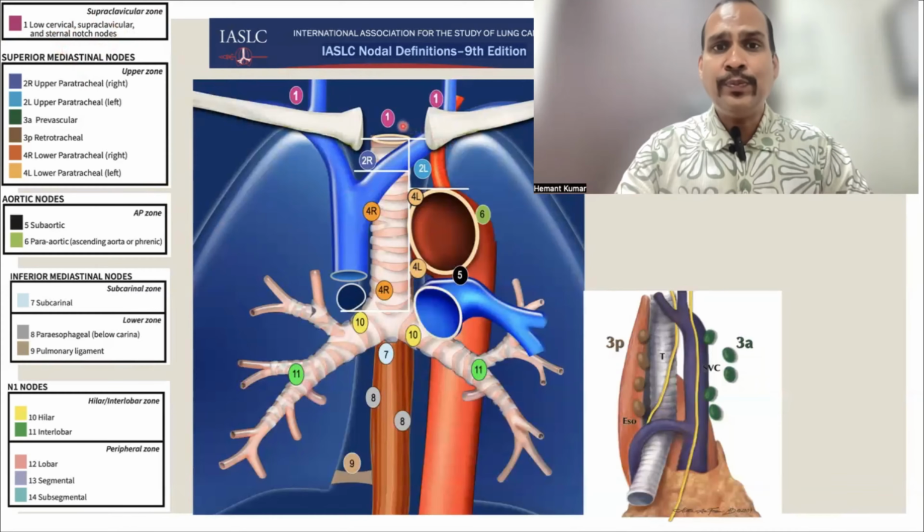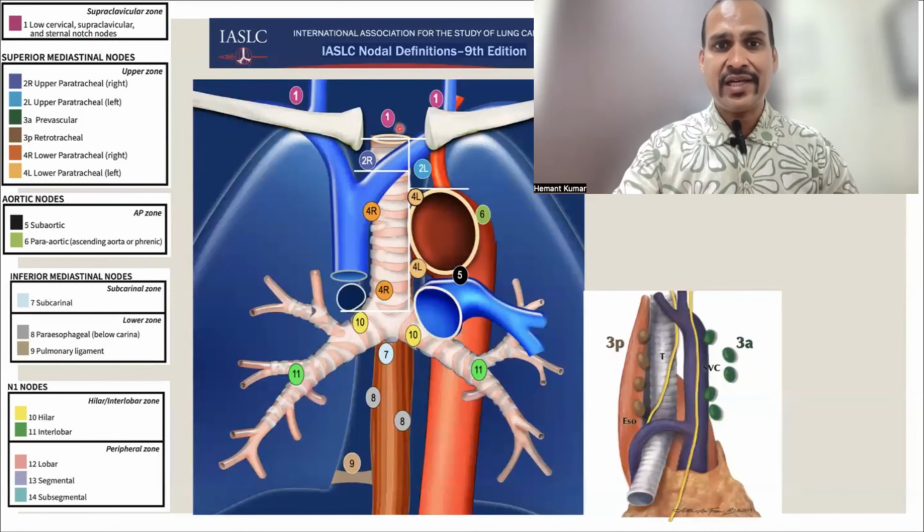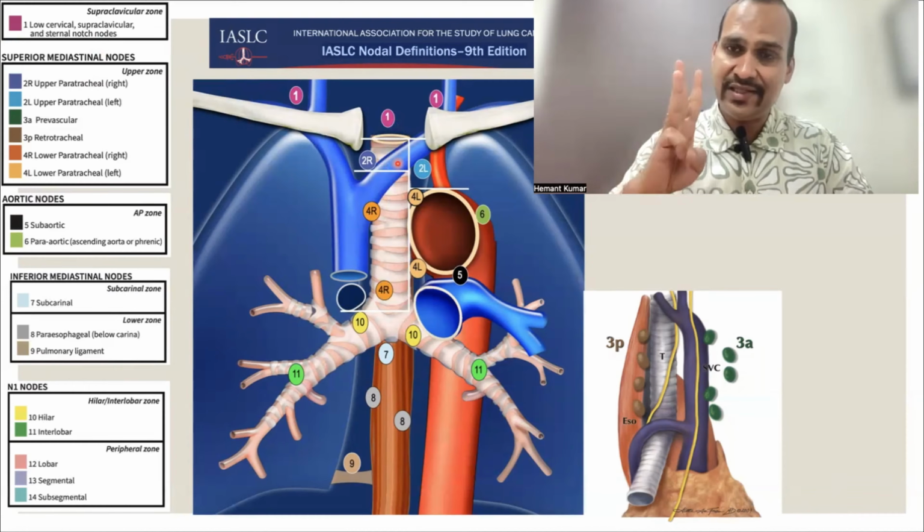So below lymph node station 1, there is the trachea. Here is the trachea. Along the trachea, 3 stations are there. How many? 3 stations.